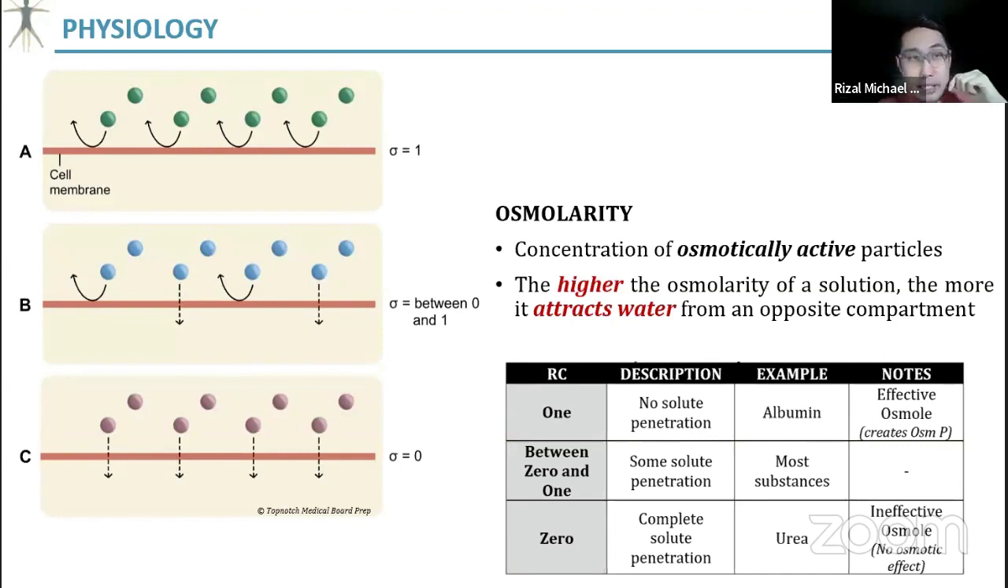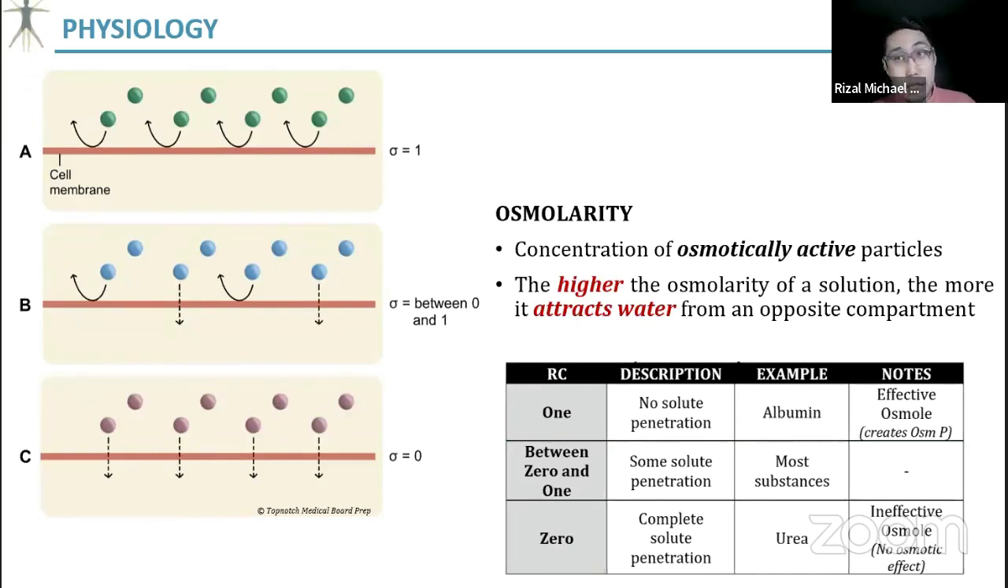So for example, in image letter A, no, this is the cell membrane. As you can see, mga green circles, hindi talaga sila nakakatawid, no? Lahat sila naiipon lang to one side of the compartment. So ibig sabihin, ang taas ng osmolarity sa one side of the compartment. Thus, siya yung mag-create ngayon ng osmotic pressure to pull the fluid from the other side of the compartment. Okay? So ang RC na to is 1, no? The osmolarity coefficient na to is 1.